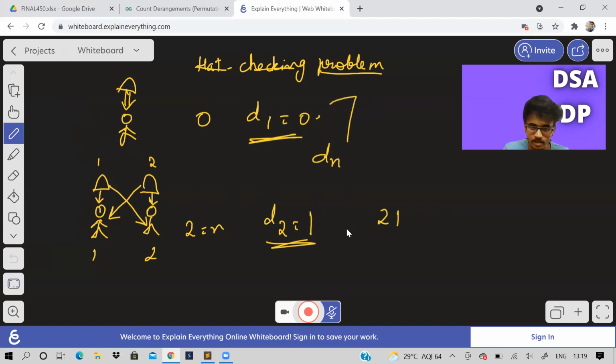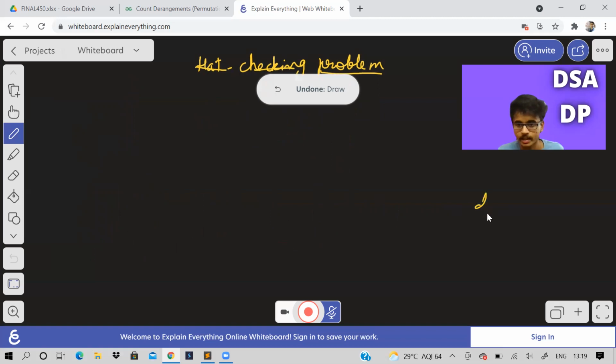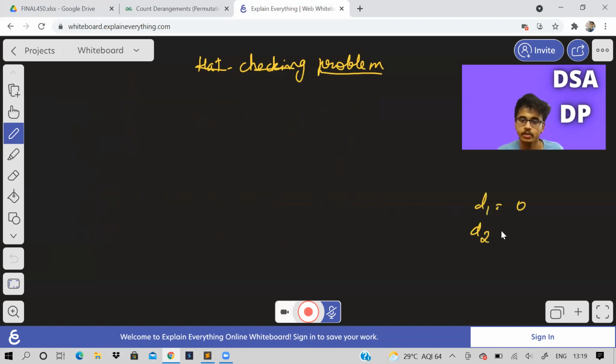So these two are important conditions. Actually, these two are base conditions, because we know the answer for sure for n equal to 1 and 2 now. Fine. Now let us come back. I hope you are able to understand that D1 is 0 and D2 is 1. Okay. Now let us come back to our example where we were at.